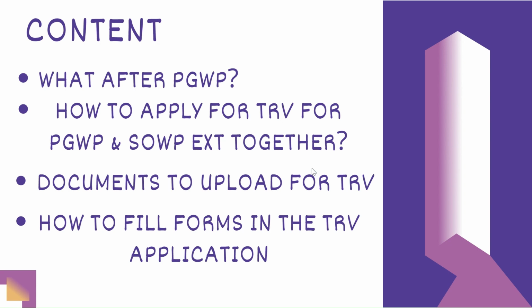I'll be discussing all these points, and it is very important to apply for a temporary resident visa once you get your PGWP and SOWP extension. It is really important because if you want to travel outside of Canada and come back to Canada, in that case you should have the visa stamp on your passport. So it's really important to apply for the TRV.